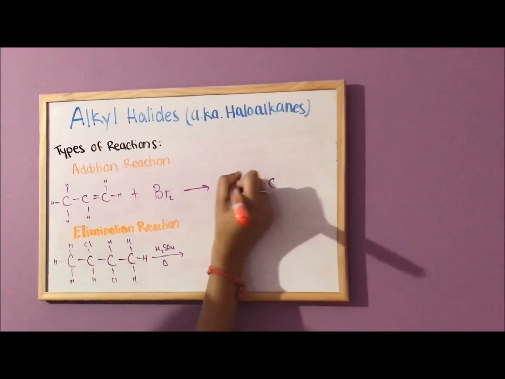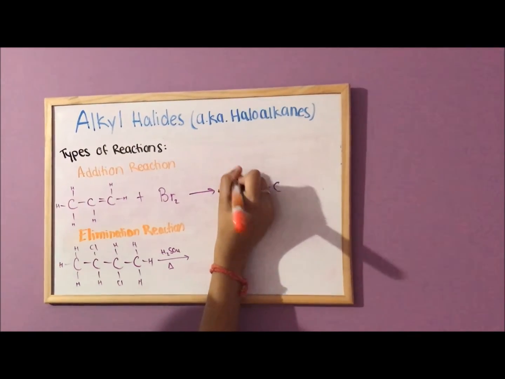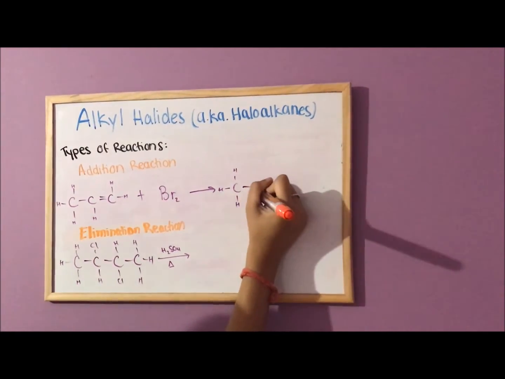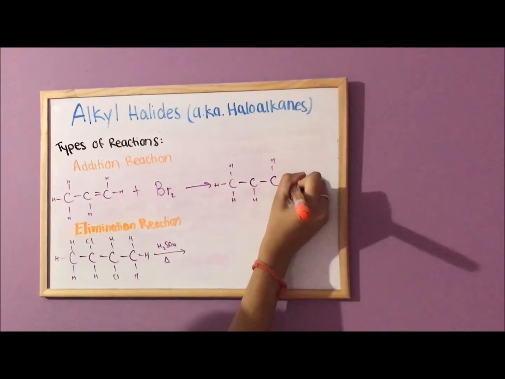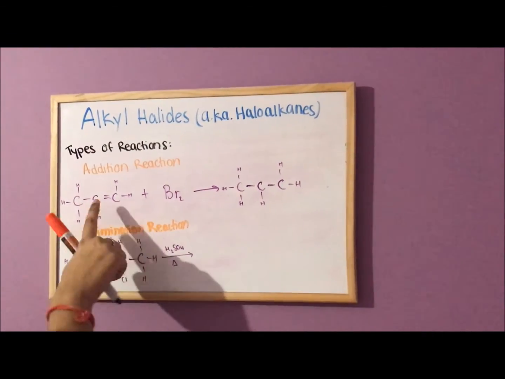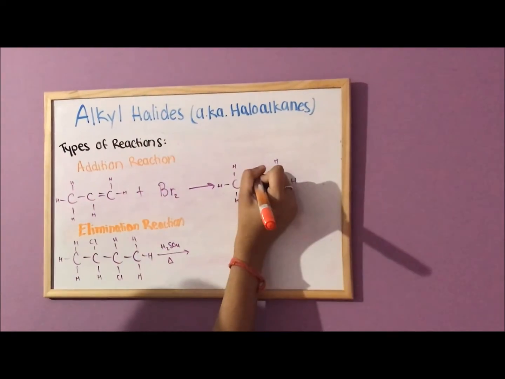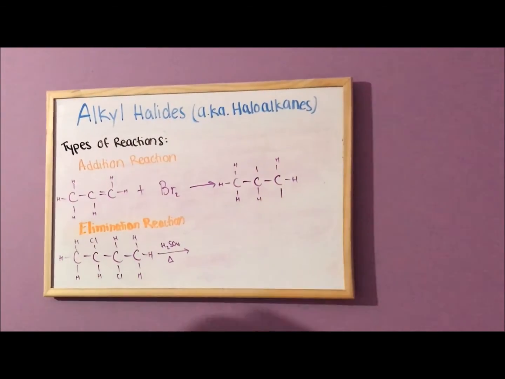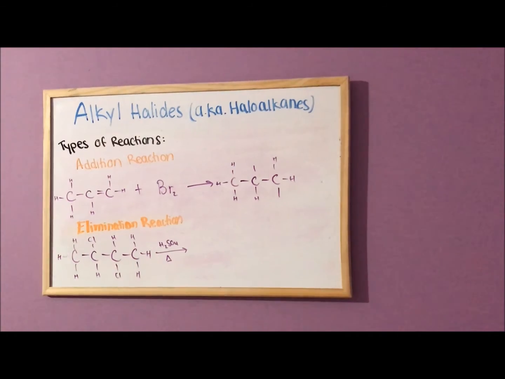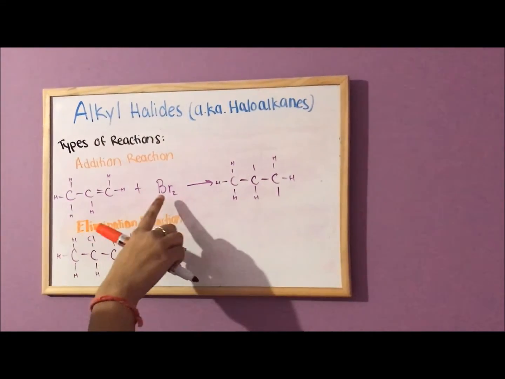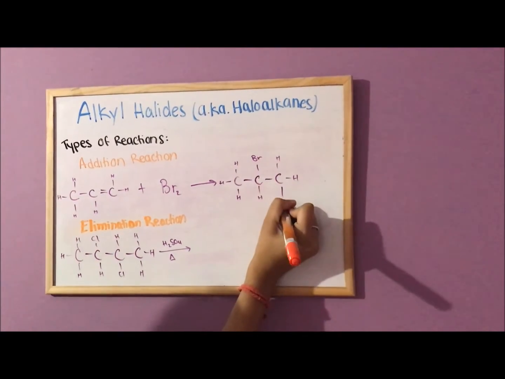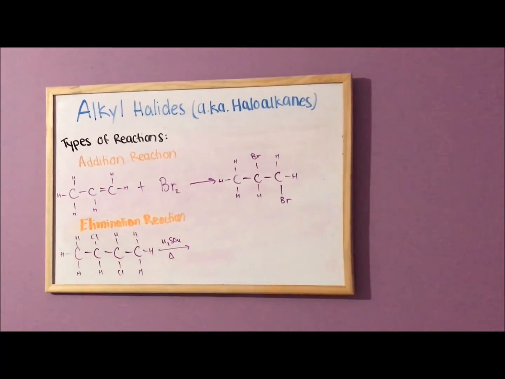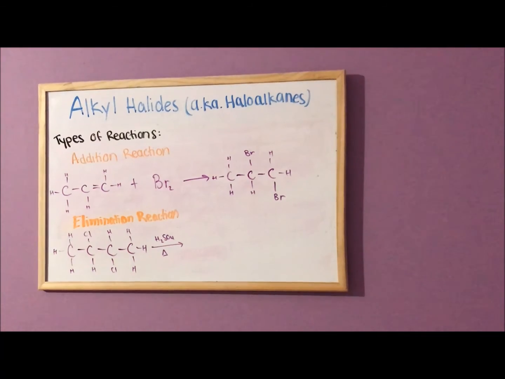You'd still have the H's, which are the hydrogens. However, now because the double bond is broken, the carbon would need 2 more atoms in order for it to be stable. So you'd take the bromine and add it into the empty spots. And this would give you 1,2-dibromopropane.